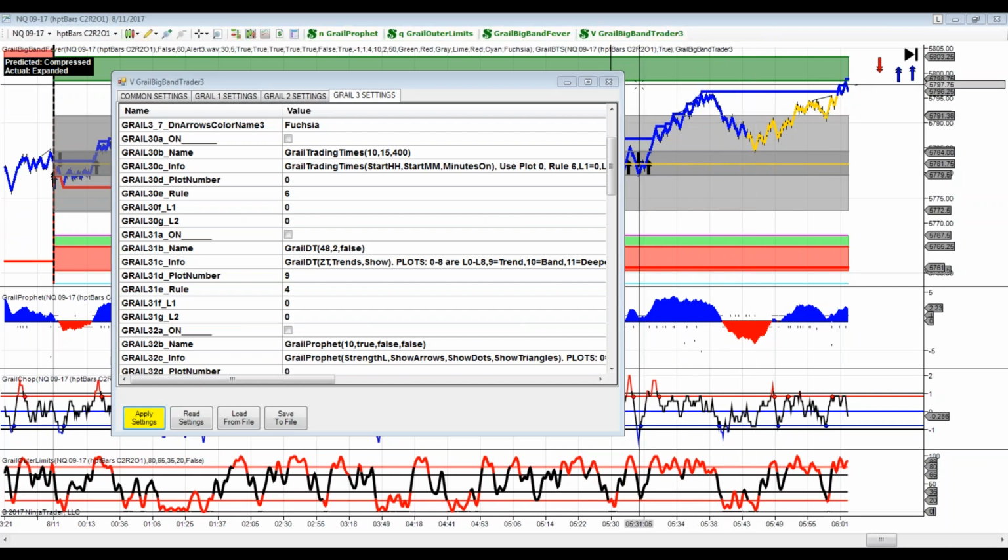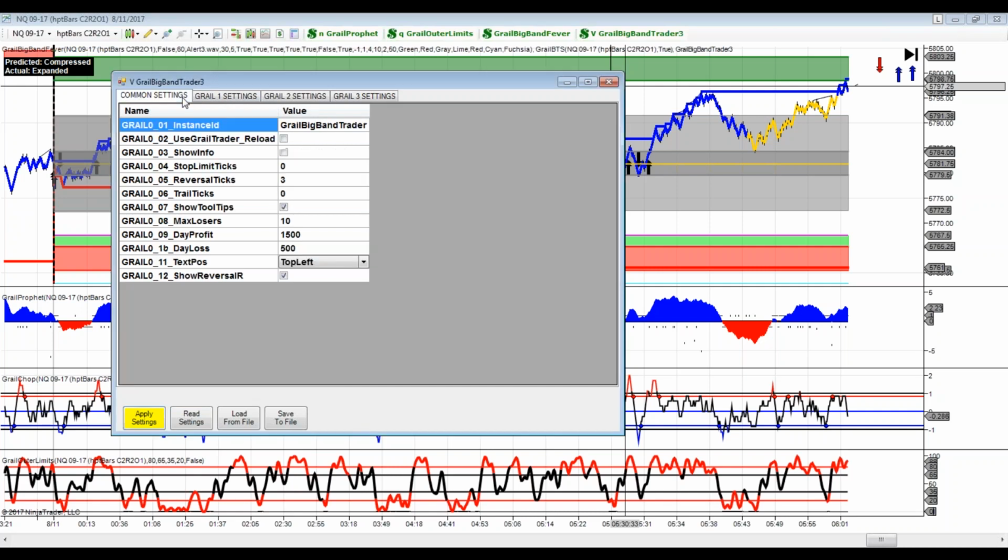Now, in addition to that, the Grail trading system has the actual Grail trader built into it. This is the Grail trader right here. If you want to activate that trader, if you want to make it shown, you click on the box here, and notice that it says Grail Trader Reload. So you have to click Apply.